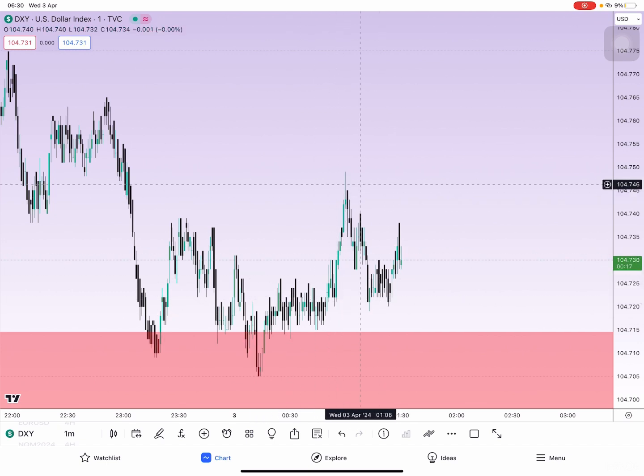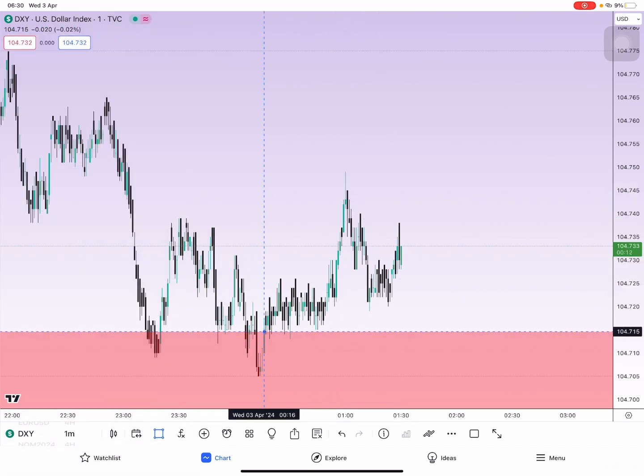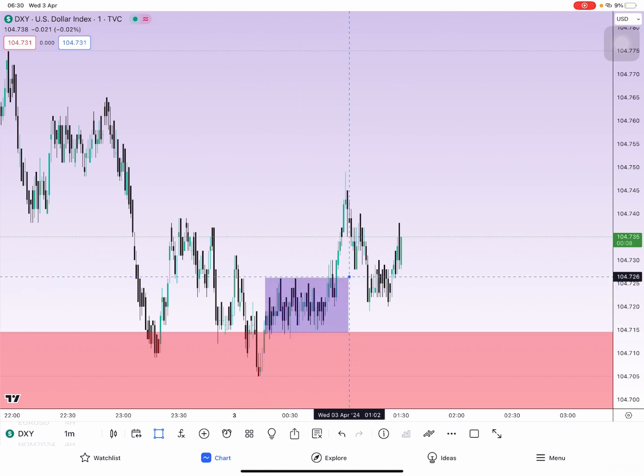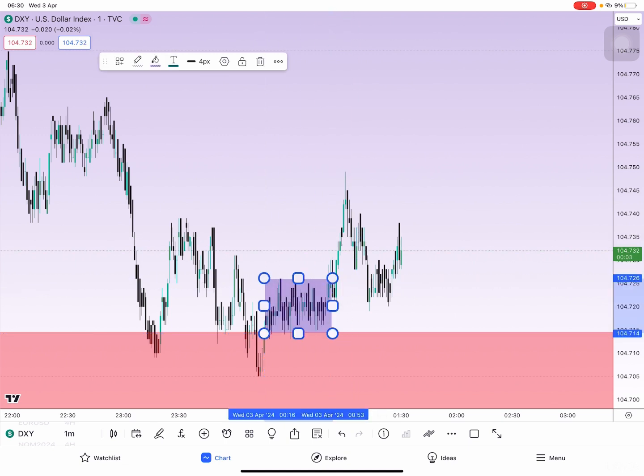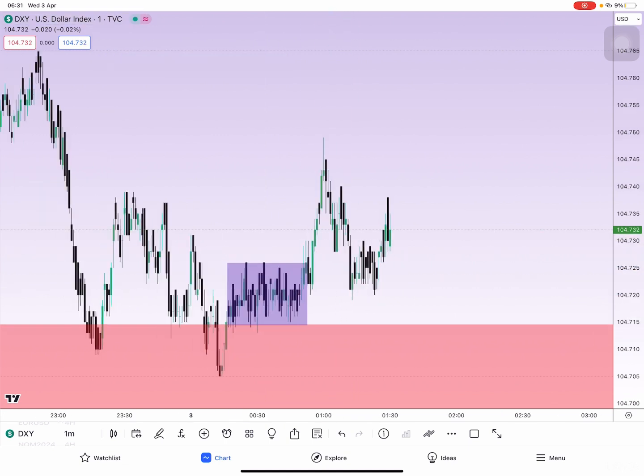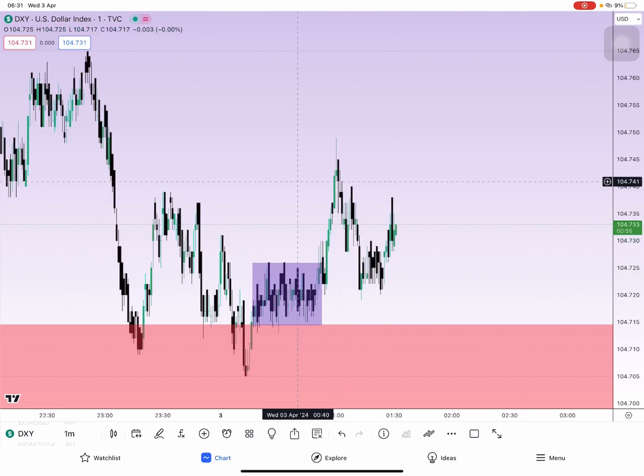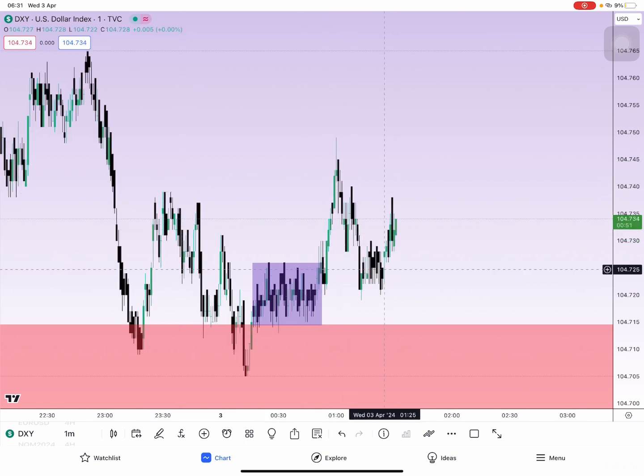We left this consolidation from here. Take this to this as the original consolidation. This purple shaded area is the original consolidation, and we left it here, went up, broke this high, came back into the original consolidation here, and we got rejected from here.